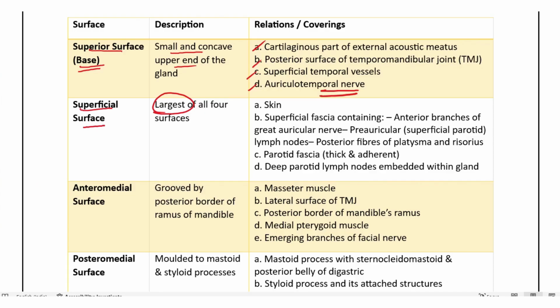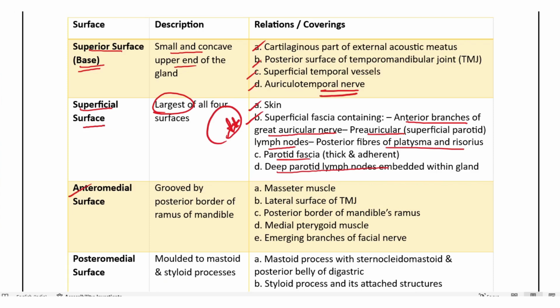The superficial surface, okay, it's the largest of all the 4 surfaces as we saw in the diagram above. Now here the coverings are the skin and superficial fascia. Here superficial fascia is very important, okay, because it has branches from the anterior of the great auricular nerve, pre-auricular lymph nodes and posterior fibers of platysma and risorius. Then we have the parotid fascia and deep parotid lymph nodes.